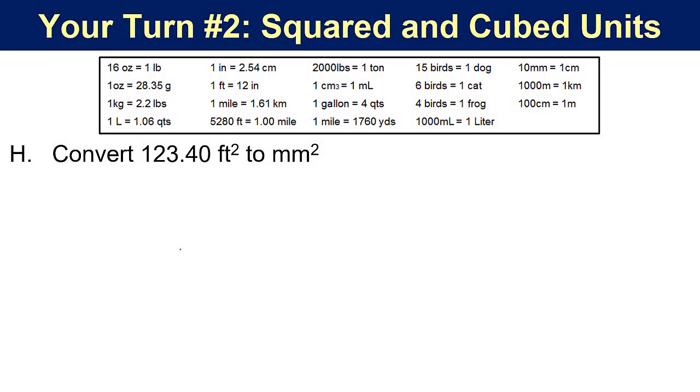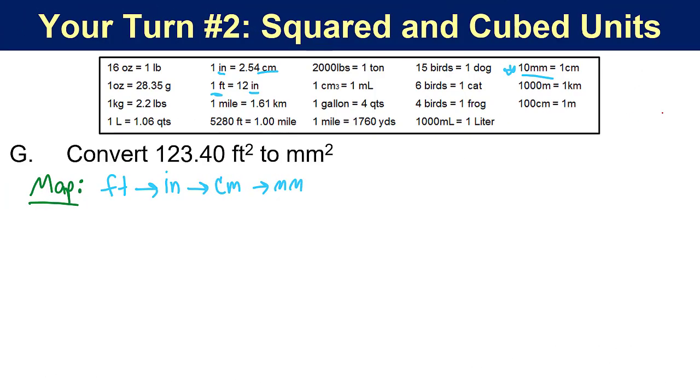So now it is your turn. Let's take this area of 123.40 feet squared and convert that to millimeters squared. Make yourself a map. Be careful when you do this. Make sure units cancel and make sure we have the proper number of significant figures in our answer. Pause the video now and then unpause when you think you got it.